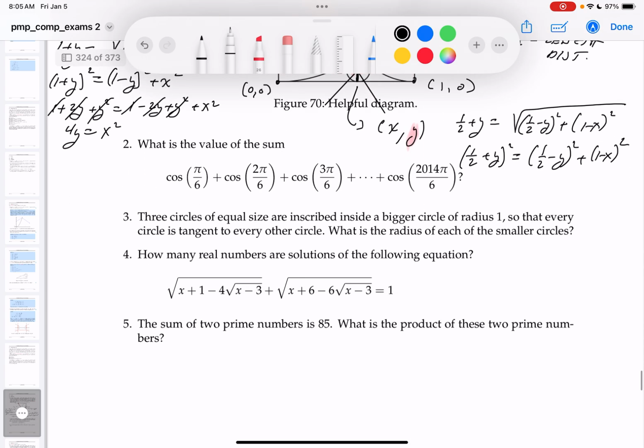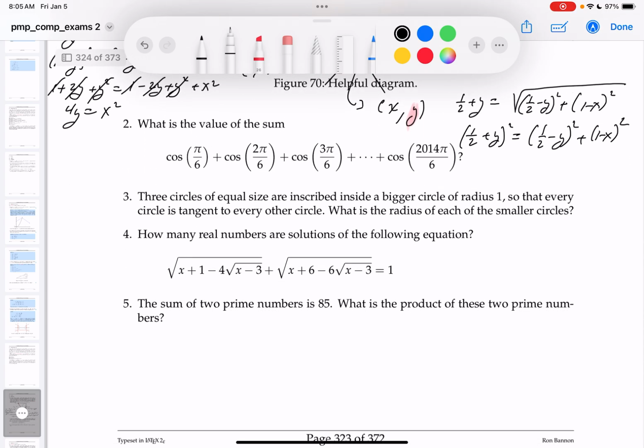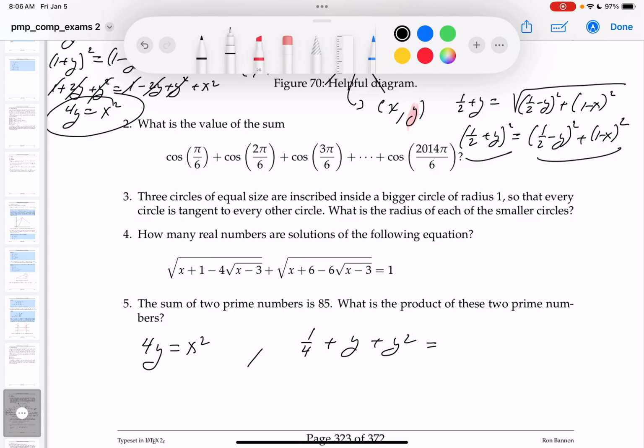I'm going to go to the bottom of the page, a little more room, by the way. So one thing I do know, I know 4y is equal to x squared. That's right over here. Let me do the other guy. And what's that going to be? 1/4 plus y plus y squared. I'm doing this over here, and I'll do this. That's going to be 1/4 minus y plus y squared is equal to, whoops, I'm not equal to, plus 1 minus 2x plus x squared.